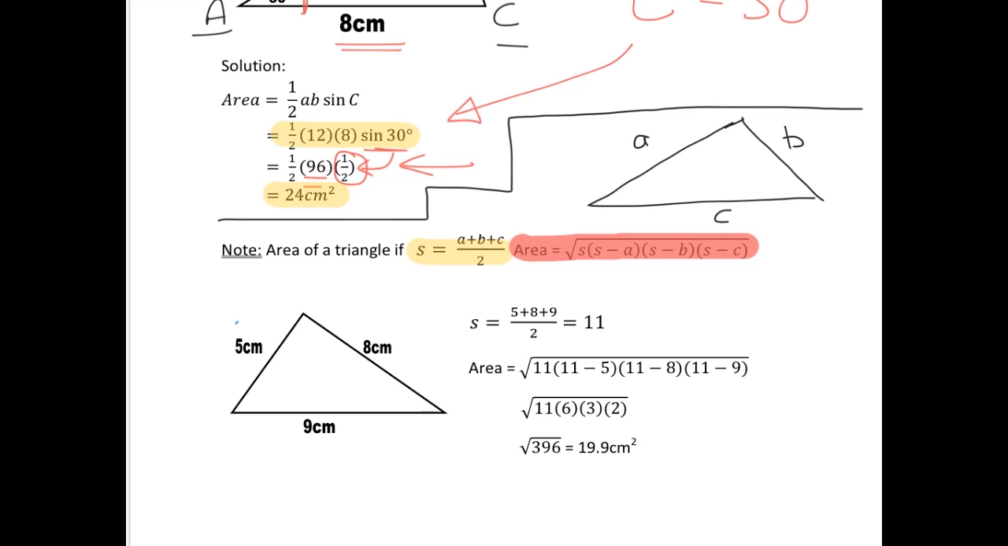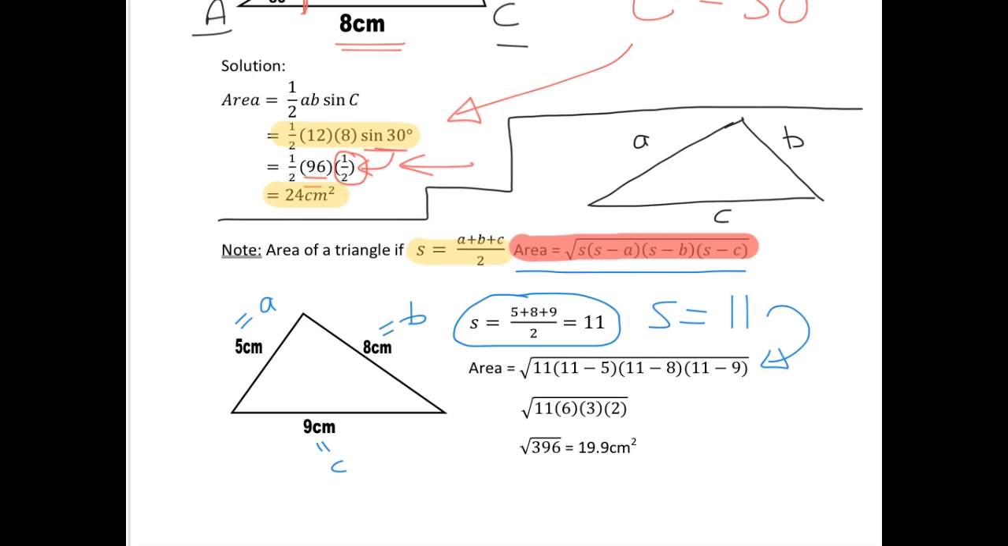So we'll call 5 centimeters A, 8 centimeters B, and 9 centimeters C. We fill these values first into our formula for S to get S equals 11. And this value goes into the formula for area we had up here. We eventually end up getting that our area is 19.9 centimeters squared. Again, not forgetting our units.